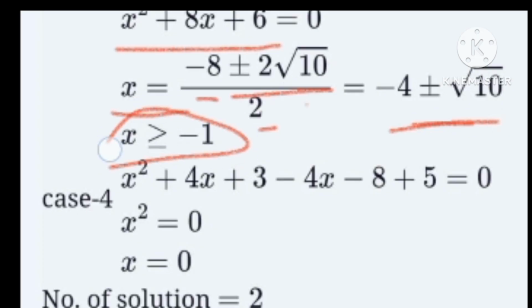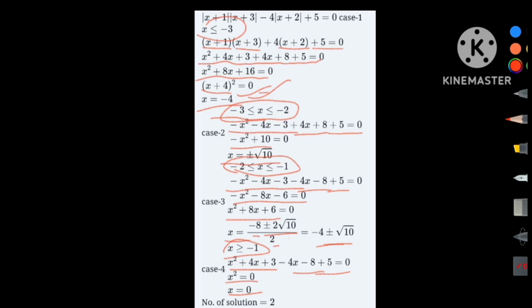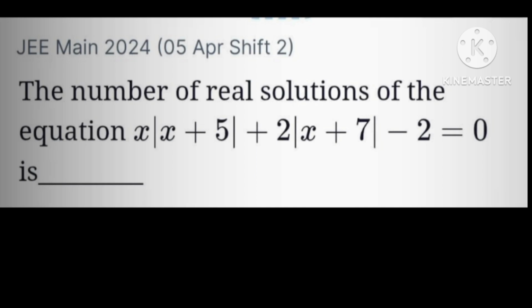Now finally x greater than or equal to minus 1. So x square plus 4x plus 3 minus 4x minus 8 plus 5 is equal to 0. x square is equal to 0, x is equal to 0. The number of solutions is only 2 solutions in this question.